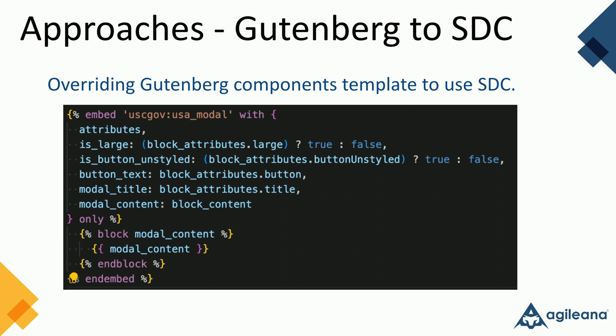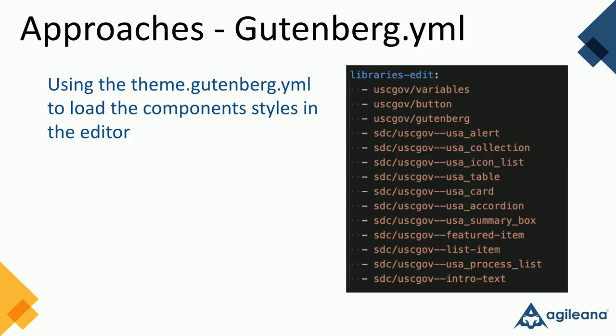They are already overriding the templates and putting this code in the templates to send the variables to the single directory components, and that's it. So for the development side, or a themer, or the theming side, it is the same experience. And also, Gutenberg already provides a good way to load the libraries that you are loading in the front end also in the back end.